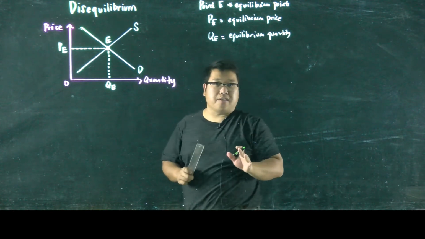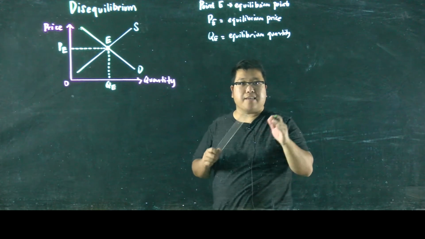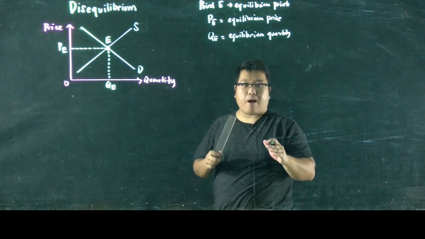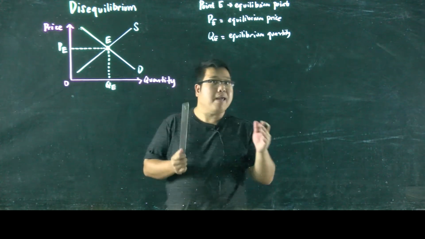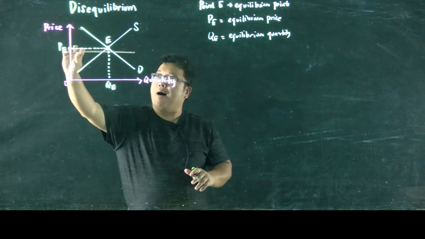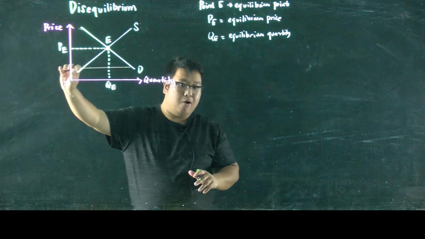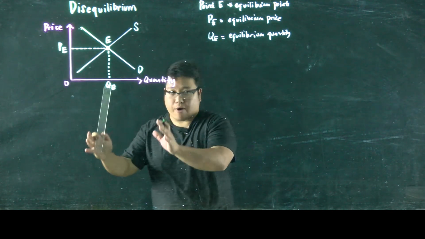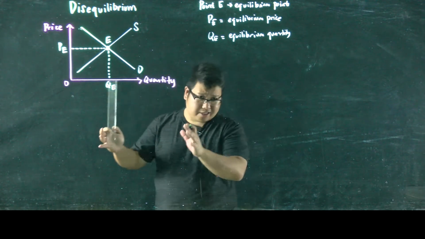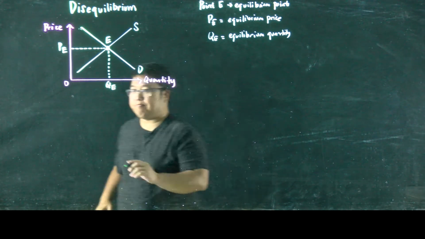Now, there are instances where we have what we call a disequilibrium, meaning that the price prevailing in the market is not at PE. It could be above PE or it can be below PE. So we're going to look at these cases by way of graphs. I'm going to sketch these graphs shortly.